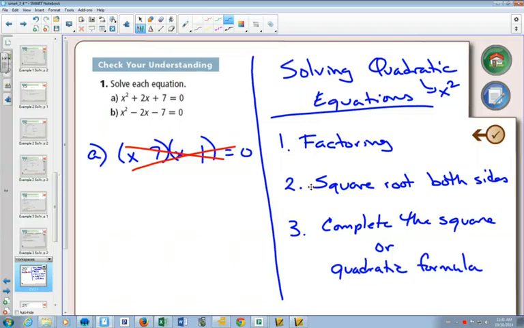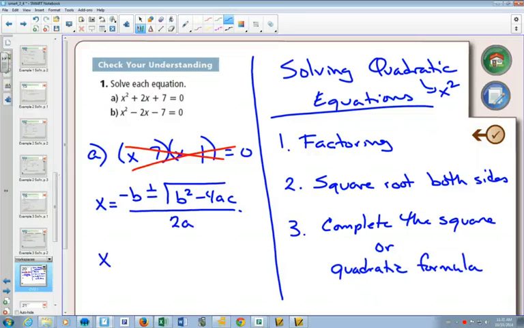So now we're going to go to our quadratic formula. I'll write it out again. Negative b plus or minus the square root of b squared minus 4ac over 2a. And all you have to do is plug in the numbers. Can you see that a is the number in front of x squared? That's going to be 1, b is 2, and c is 7. So we're just looking at the numbers in front.